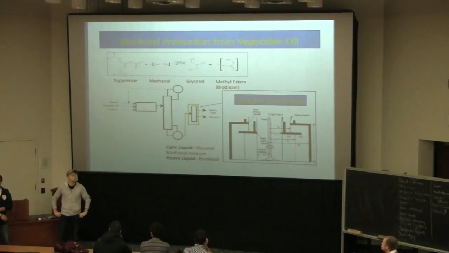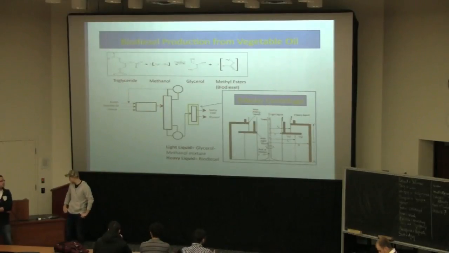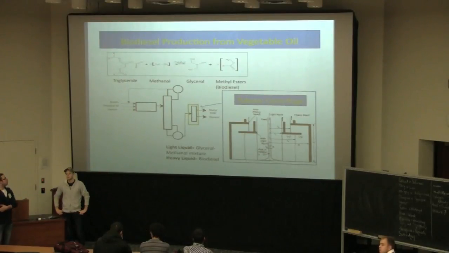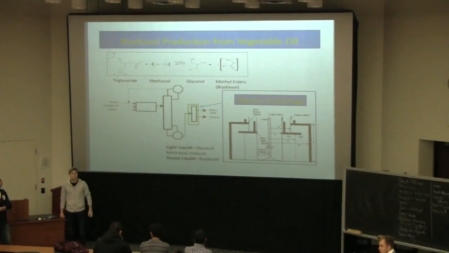Our process is bioenergy production from vegetable oil. In the actual reaction, you react fatty acids that come from the vegetable oil with an alcohol like methanol, and you get glycerol and the methyl ester chains. These chains are what the biodiesel is made up of. Typically, the scope of our project is focusing on the reactor to the separation stream.